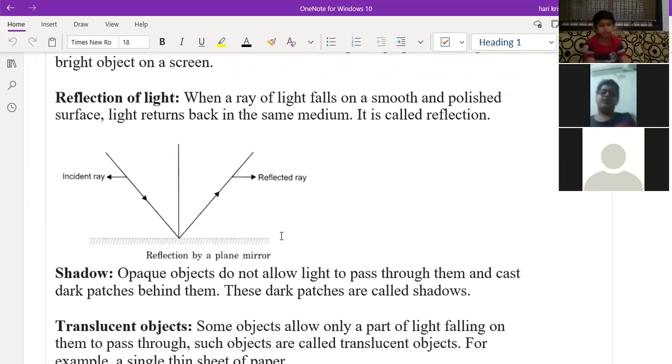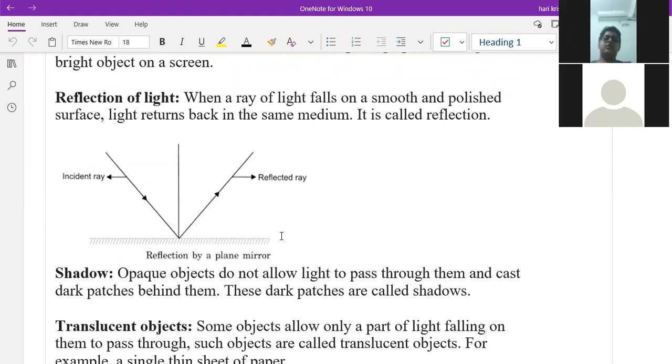Sir, for example, a mirror: if any light comes, it will reflect to us. That is called reflection of light, sir. Yeah, good. The light will bounce off the smooth surface and come back into the same medium. When a ray of light falls on a smooth and polished surface, light returned back into the same medium is called reflection of light.